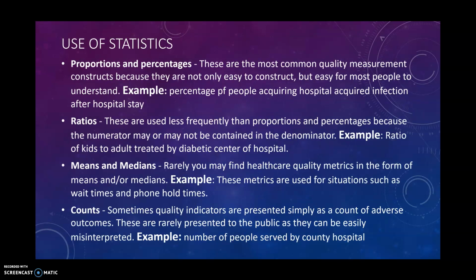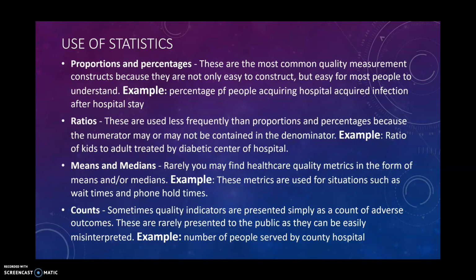The use of statistics. This involves proportions and percentages, ratios, means and medians, and counts. Proportions and percentages are the most commonly used quality measurement constructs because they are not only easy to construct but easy for most people to understand. For example, the percentage of people who acquired an infection after a particular hospital stay.